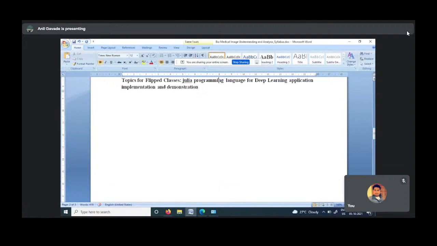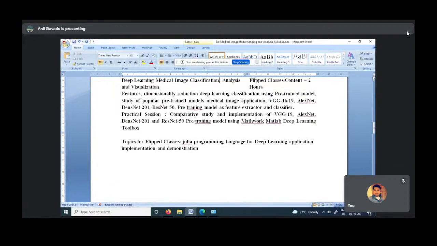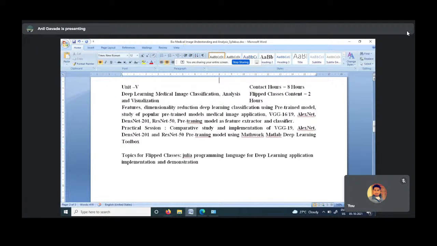Then I have a final chapter. The title is Deep Learning, Medical Image Classification, Analysis and Visualization. We know that for any classification, we need features. Features are one of the most important parameters which we consider. We'll let you know what features are, which features are used, how these features are extracted, and what dimensionality is and why dimensionality reduction is very important.